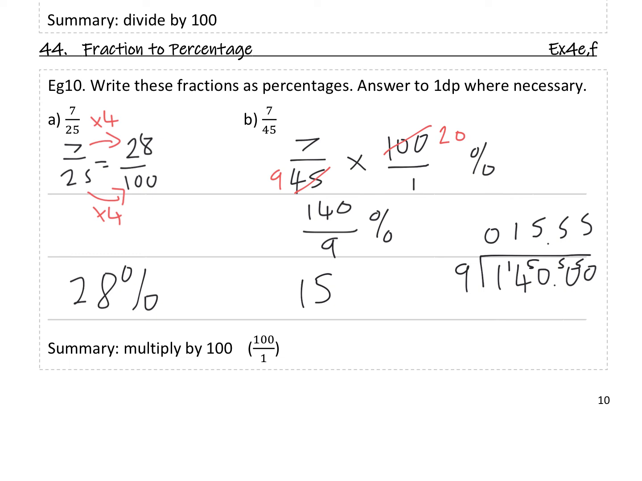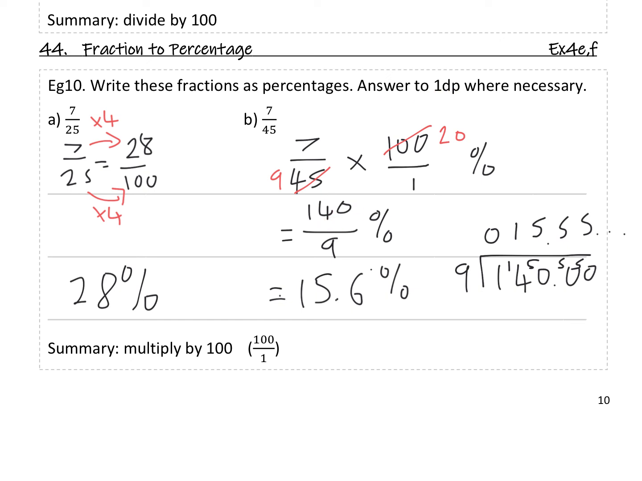Well, if we just do that for a second, I'll talk to you a bit about what I was thinking in my head there. 15.5 recurring. If we were to write our answer to one decimal place where necessary, it's necessary here because it's a recurring decimal. It goes on forever and ever. If we round it to one decimal place, the first decimal place here is a 5, but the next number is a 5, which means we should round up. So the 5 changes into a 6. So we end up that 7/45 is 15.56%. That is a rounded number. It's the right answer though, because it asked us for one decimal place.